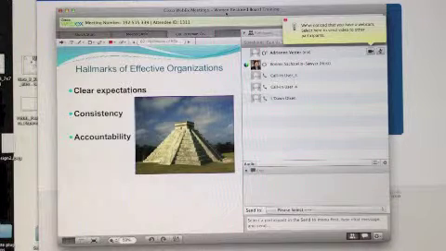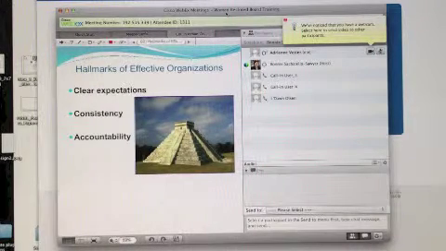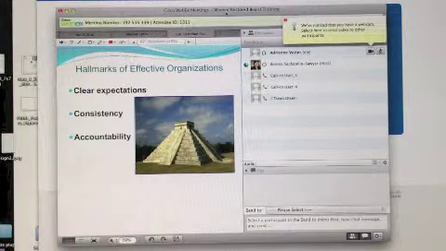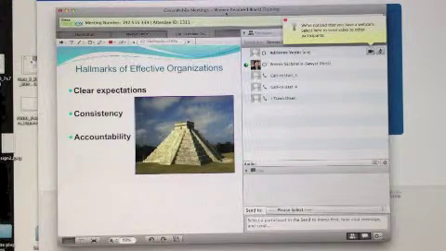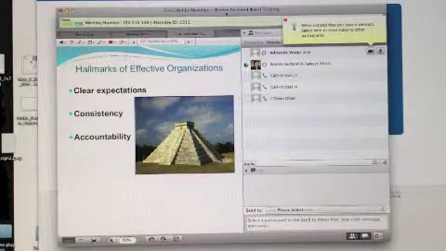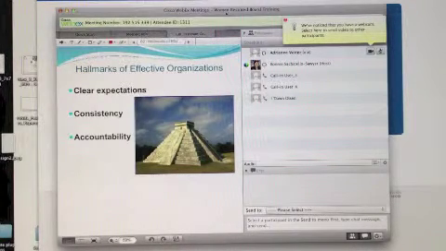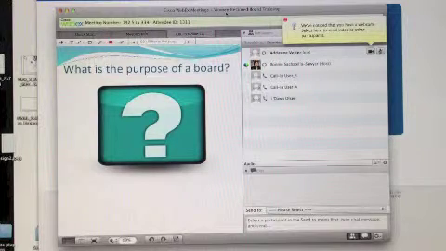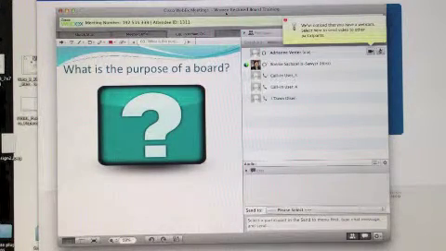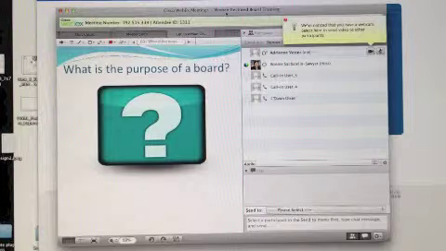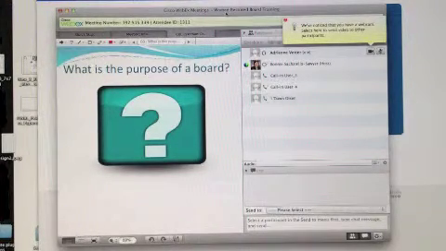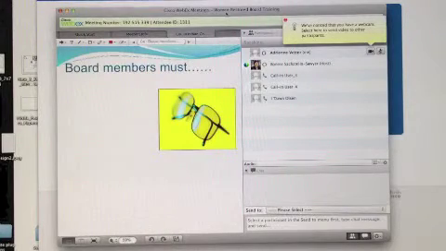Along those lines, whenever you're talking about effective organizations, in an advisory capacity or a governing capacity, you want to have really clear expectations, consistency, and accountability. The biggest purpose of a board, though, is to ensure that you have legal roles and responsibilities and that nonprofit boards understand those.